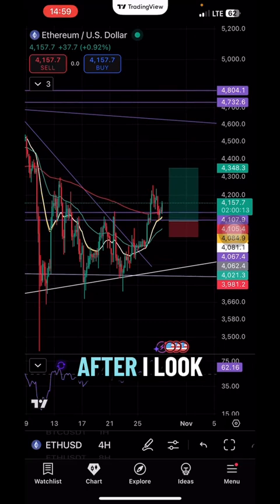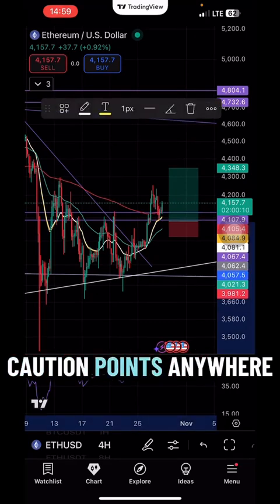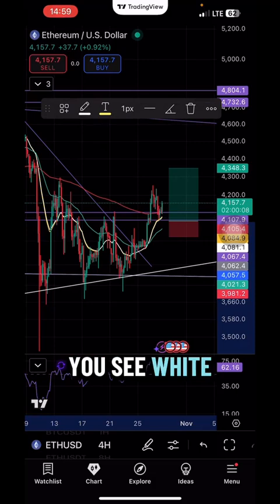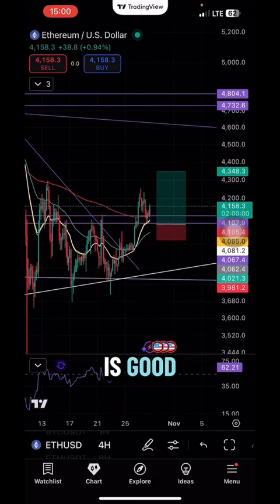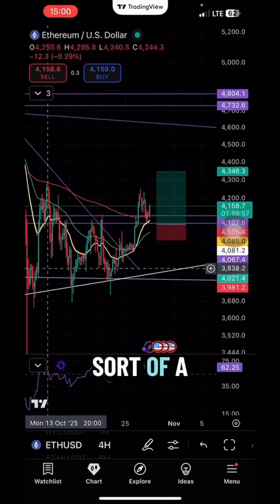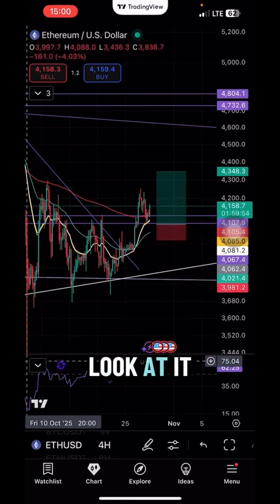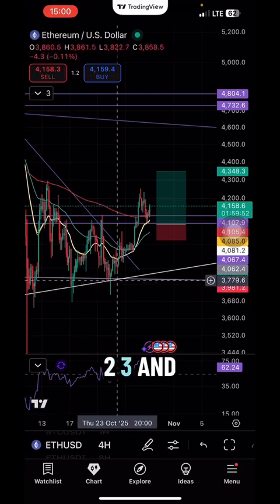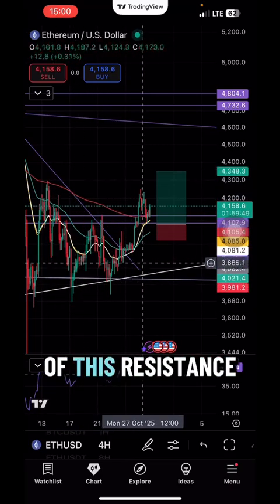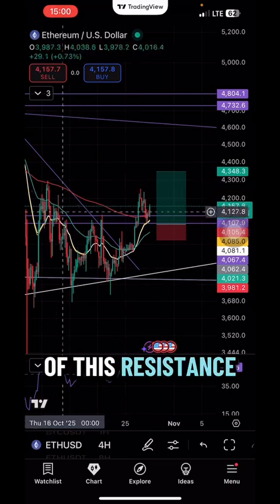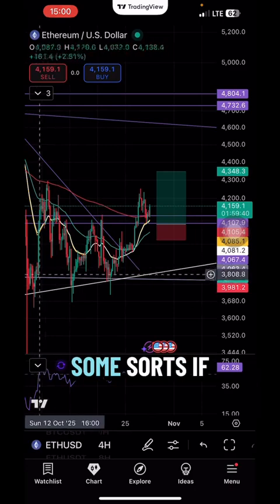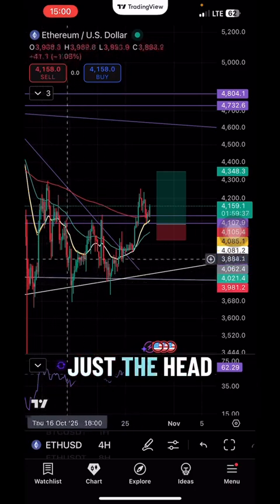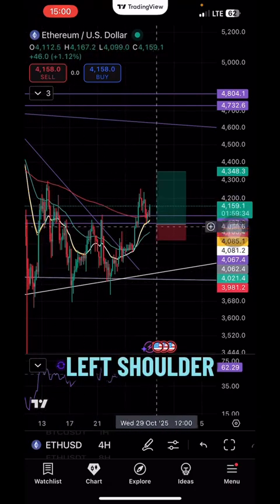After I look at my breakout point, these white points, I call them caution points. Anywhere you see white is my caution point, and anywhere you see purple is my safe point. We've broken 2 safe points, which is good, and then we are creating some sort of triple bottom. If you look at it, 1, 2, 3, and then it broke out of this resistance. Afterwards, we still broke above, and we are creating some sort of inverse head and shoulders: the head over here, the left shoulder, the right shoulder.